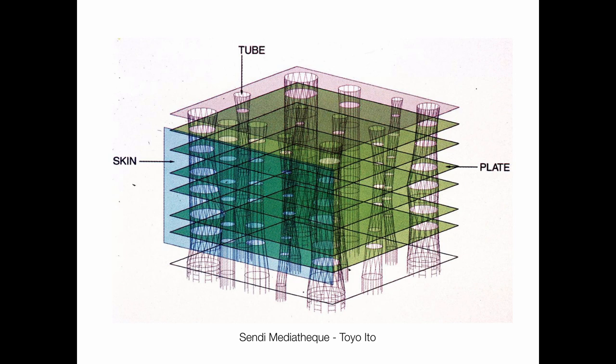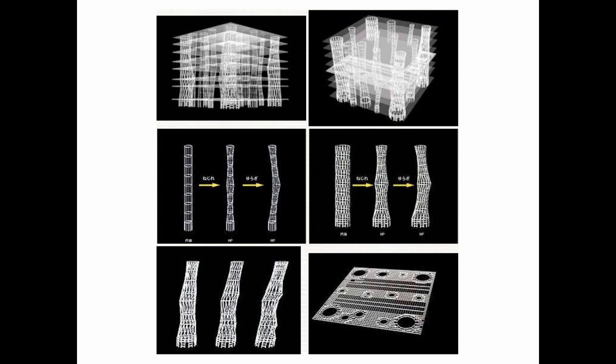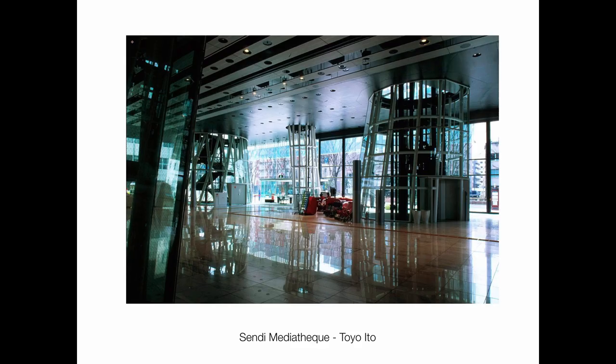Another, more simplified diagram of the building. We've got these tubes, seaweed tubes or something, that are going through the building. We have strong floor plates and we have a skin on the building. So you can see where this is going as we develop into what the actual building looks like. A little bit more of a diagram about these tubes and how they come together and the deflections that are done. And then we get to the actual building.